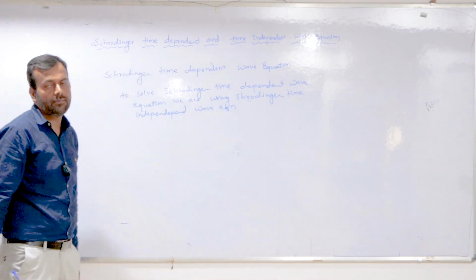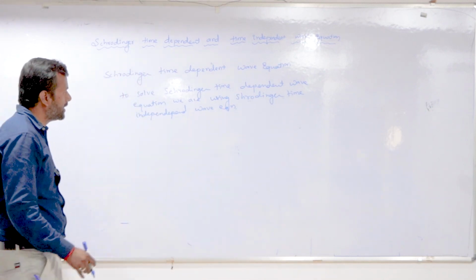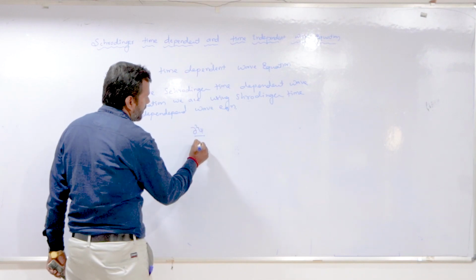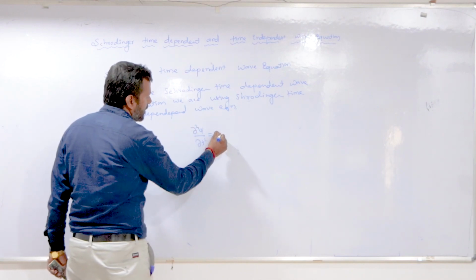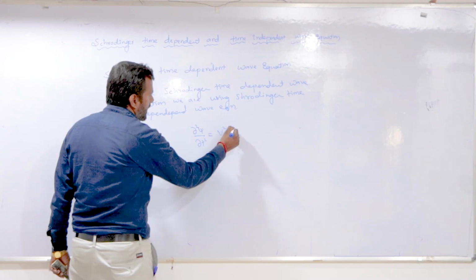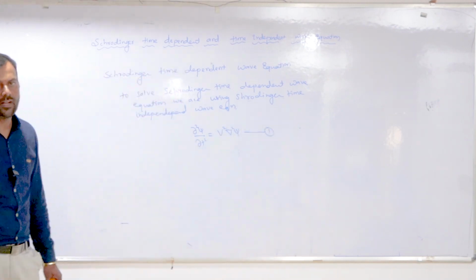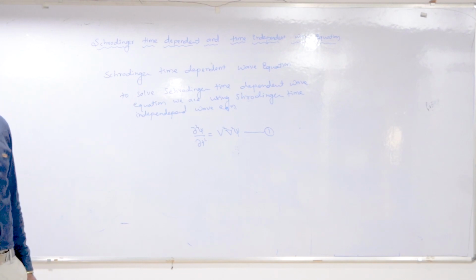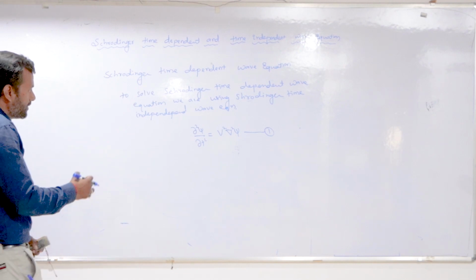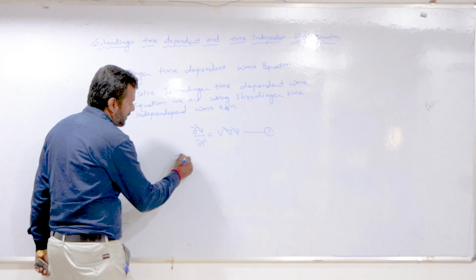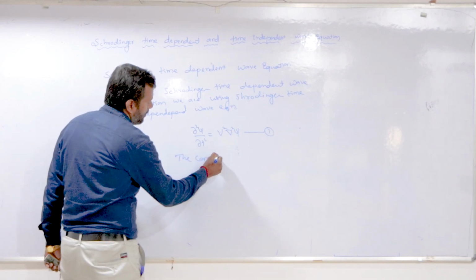So from the time dependent wave equation, we have dou square psi by dou t square equals v square del square psi. We will make this equation number 1. This is the wave equation given at the beginning of the Schrodinger equation.